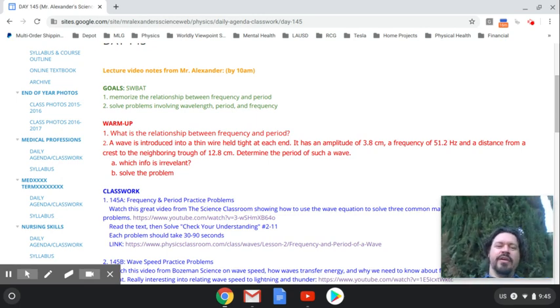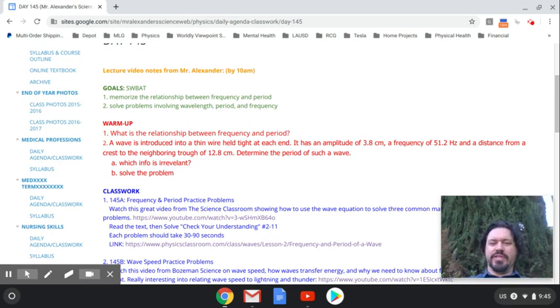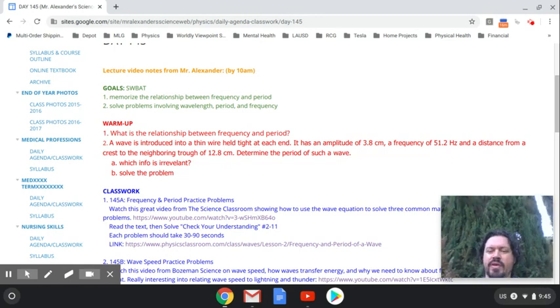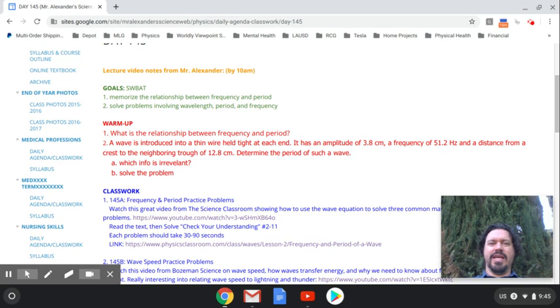Okay. So we're looking at this problem. It gives us amplitude, frequency, and distance from crest to trough. We have to find the period. As we discussed the other day, amplitude doesn't affect the period. Amplitude affects the amount of energy something has, right? A taller wave has more energy.